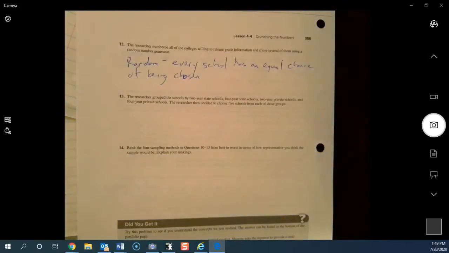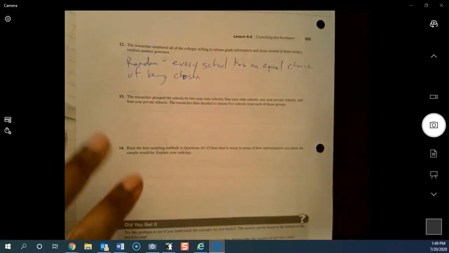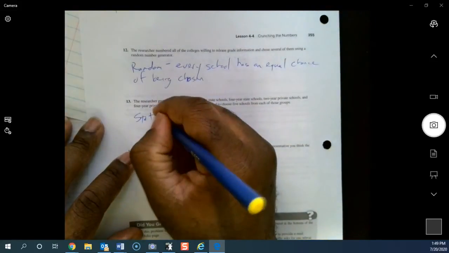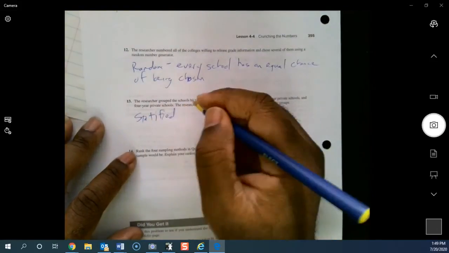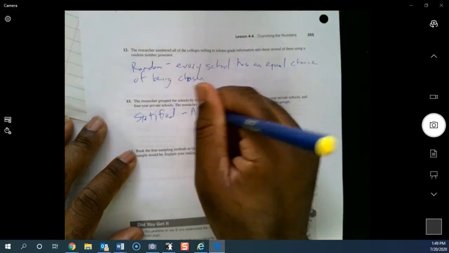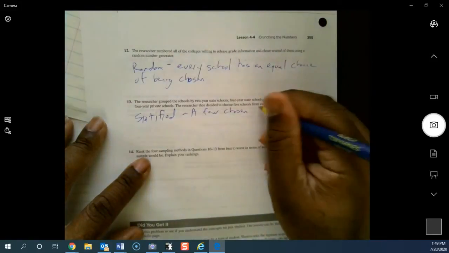Number 13, it says the researcher grouped the schools by 2-year state schools, 4-year state schools, 2-year private schools, and 4-year private schools. The researcher then decided to choose 5 schools from each of these groups. So this would be stratified, I should say. So there's a few chosen from every category.